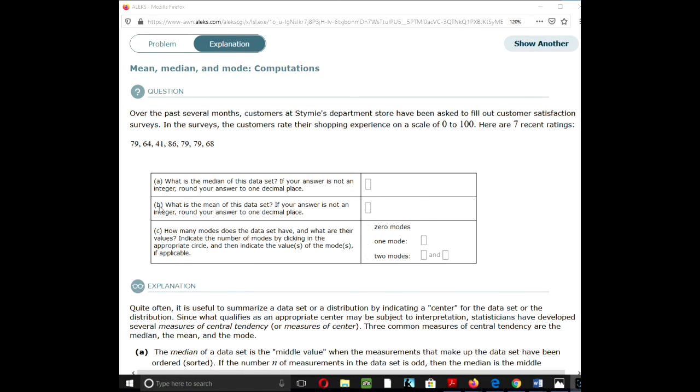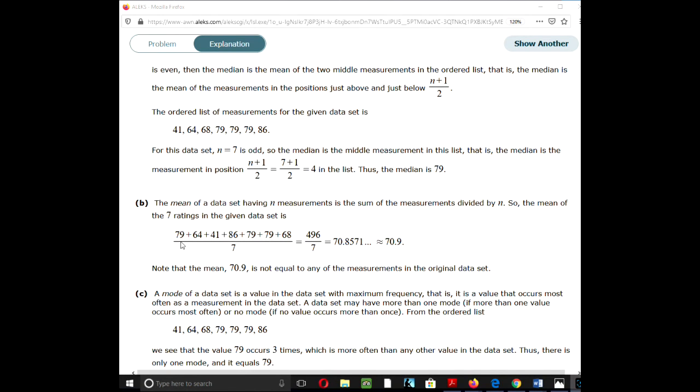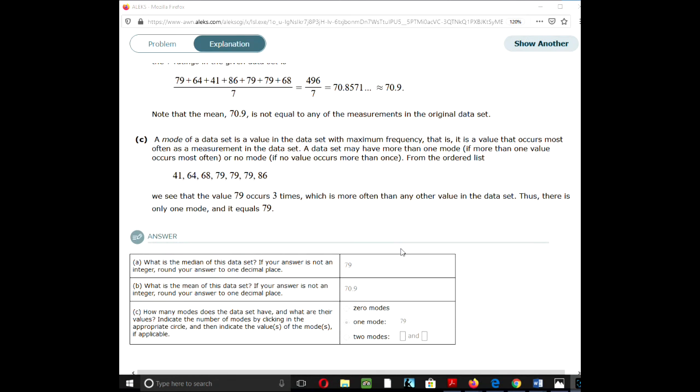Okay, and then it asks us what is the mean for the data set. To find the mean, the only thing you have to do is add up all of those numbers, and you would divide it by 7. The reason you're dividing that number by 7 is because you have a total of 7 numbers. So you would divide those numbers by 7 in order to get the mean, and that mean is 70.9.